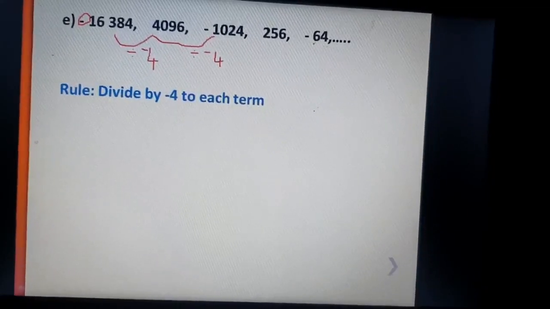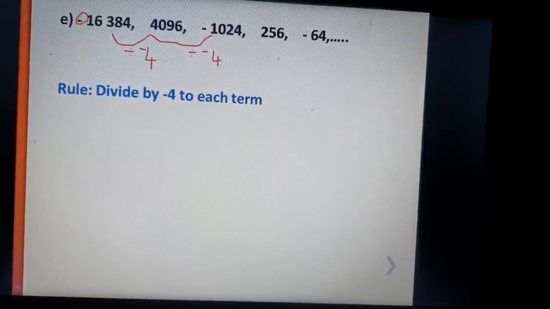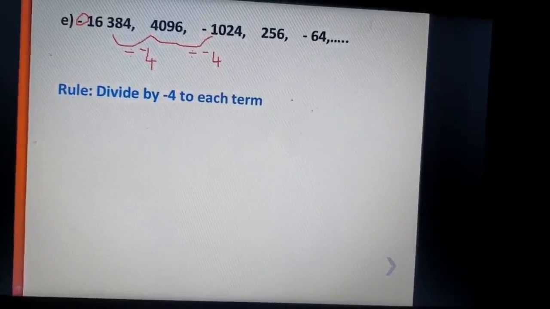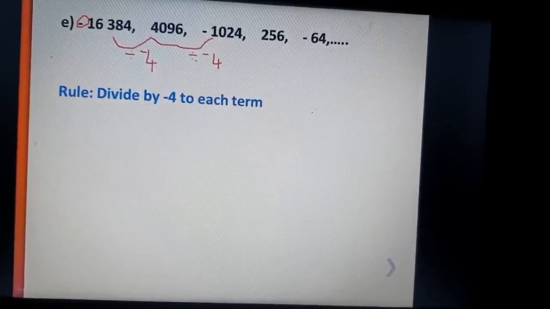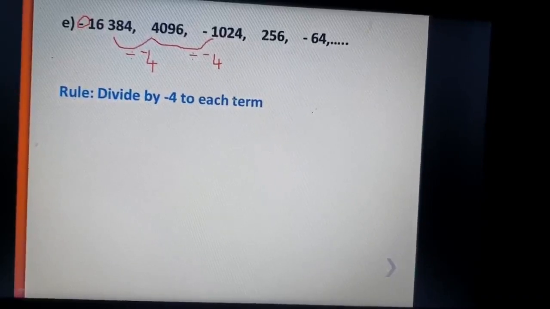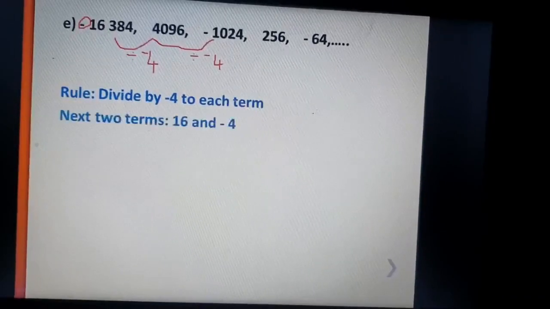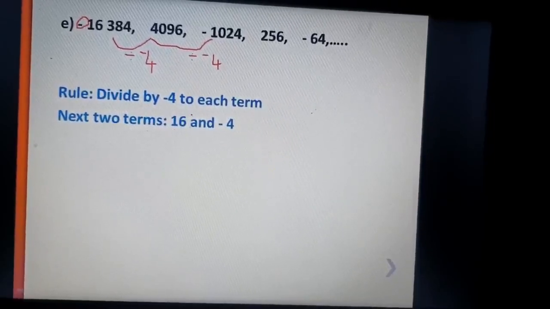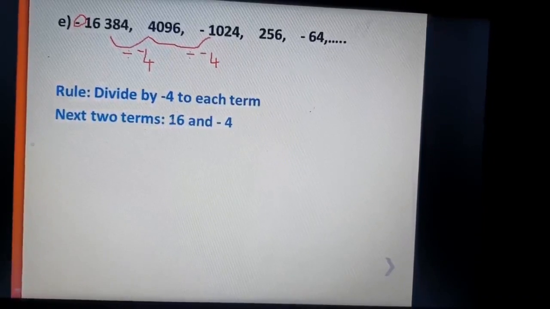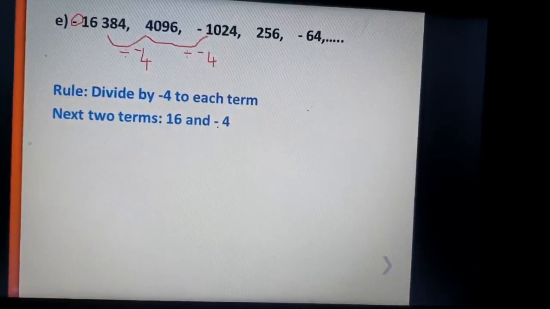So now tell me, minus 64 divided by minus 4. What is it? Minus 64 by minus 4. It's a positive number. Correct? Because you are dividing a negative number by a negative number. So, first thing is, it is a positive number. And what is 64 by 4? Yes, it is positive 16. And what is the next number after positive 16? Yes, 16 divided by minus 4 is what? Minus 4.